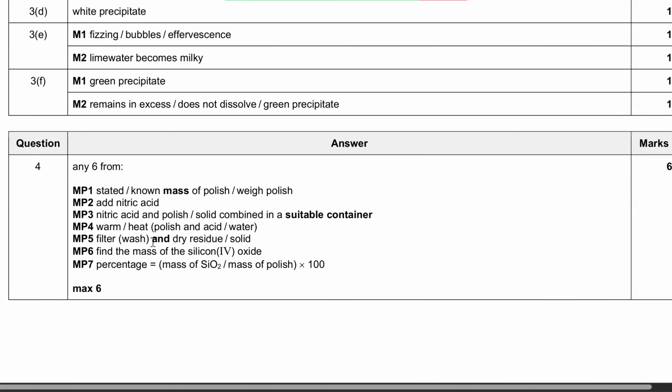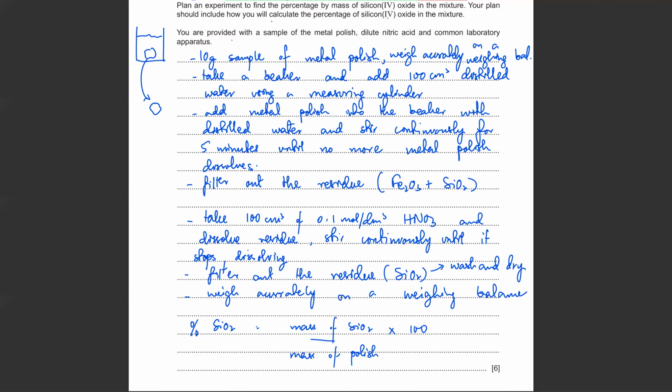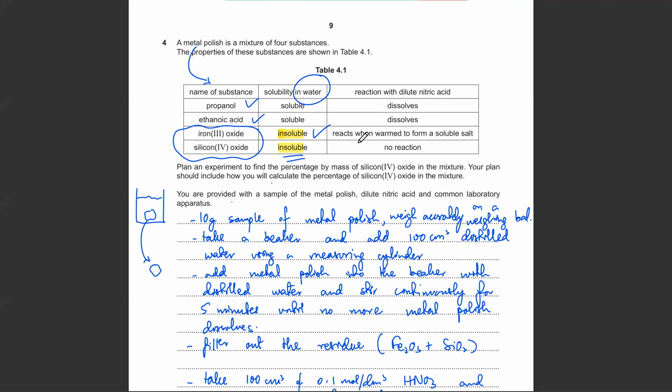So any six, we missed that. I mean, we did write filter. It was written there, so that had to be done. And we missed point number 4 as well. Why did it have to be warmed? Yes, it reacts with warm. It had to be warmed. So we missed that point as well.